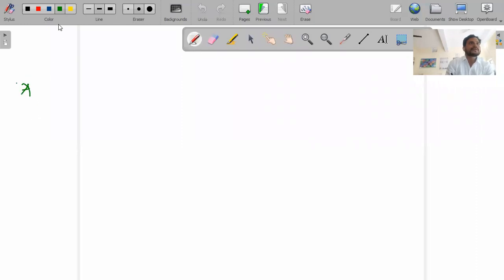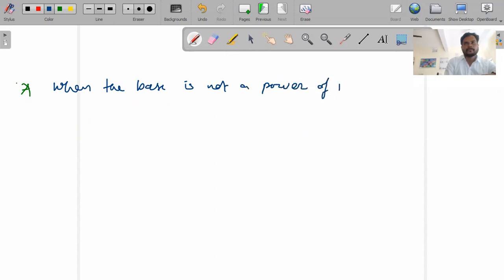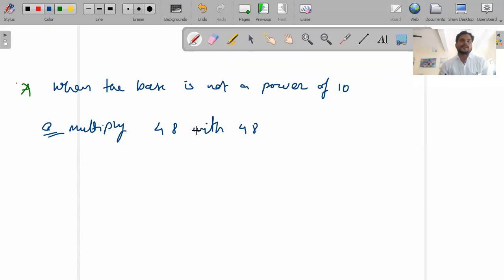The next case is when the base is not a power of 10. Okay, now how to do this one? Now multiply 48 with 48. Actually we know the answer of this, because it is a square of 48. And how to find out the square of 48?